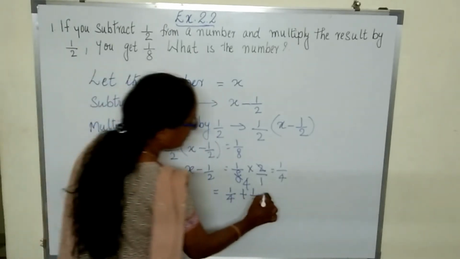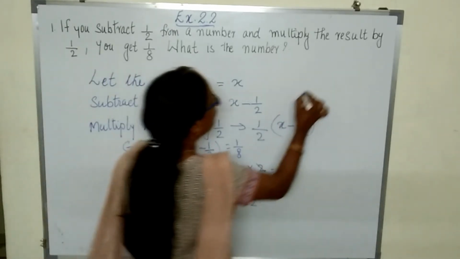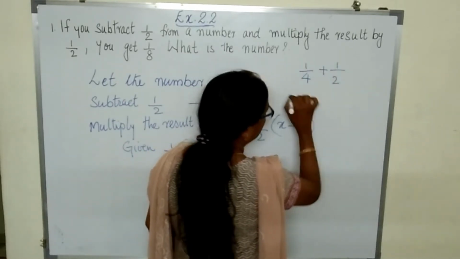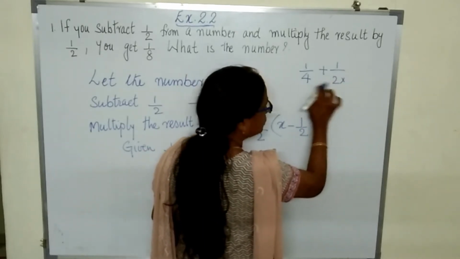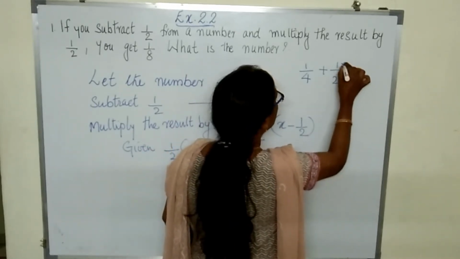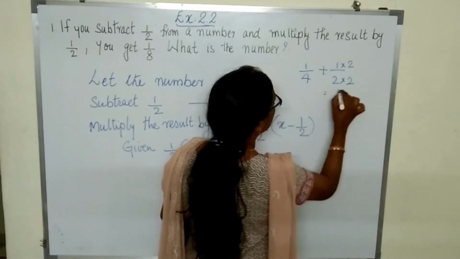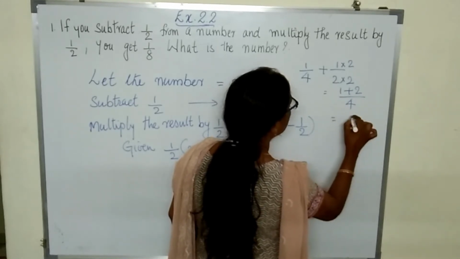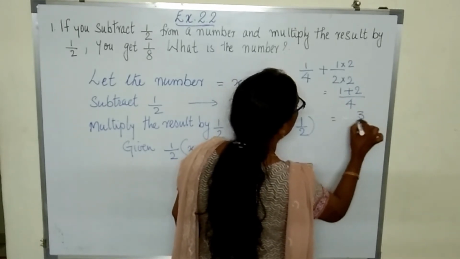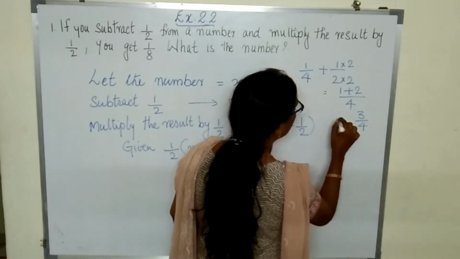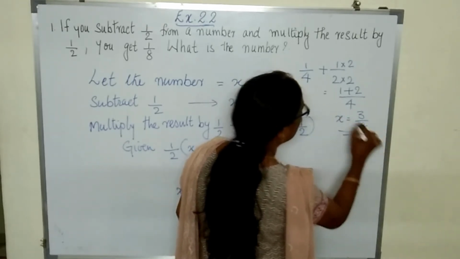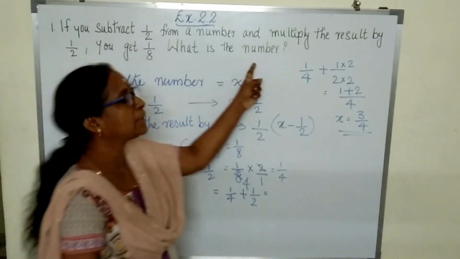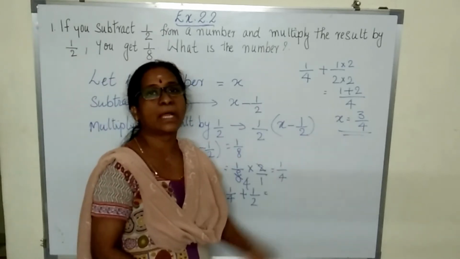So when we find LCM and add, what do we get? 1/4 plus 1/2. So LCM is 4. So 2 2s are 4, so here also multiply by 2. So we get 1 plus 2/4, which is equal to 3/4. So the number which we thought of, x, is equal to 3/4. What is the number, is the question. The number is 3/4.